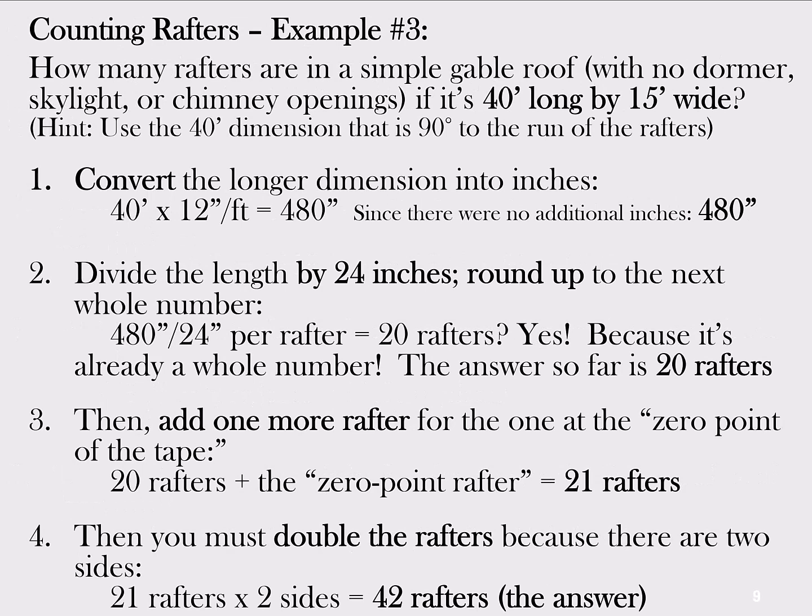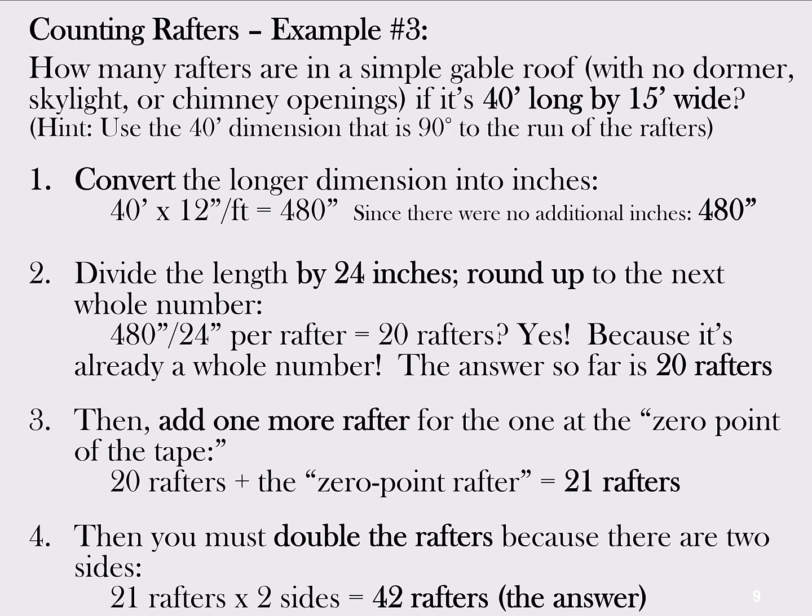So, with counting rafters, the system is very similar, except we have to double it, remember? So, how many rafters are in a simple gable roof with no dormer, skylight, or chimney opening if it's a 40-foot long by 15-foot wide building? And you see I've got a hint. Use the 40-foot dimension, because that's going to be 90 degrees to the run of the rafters. So how do we know that?